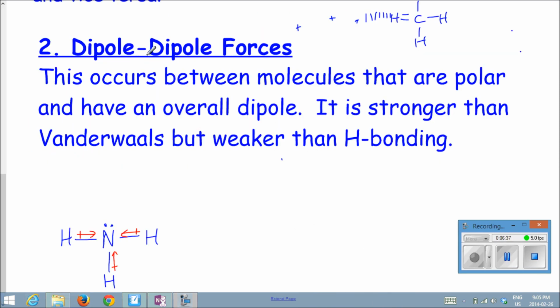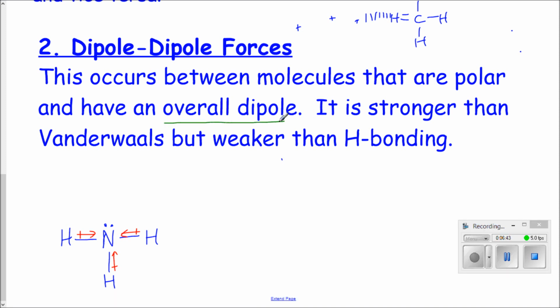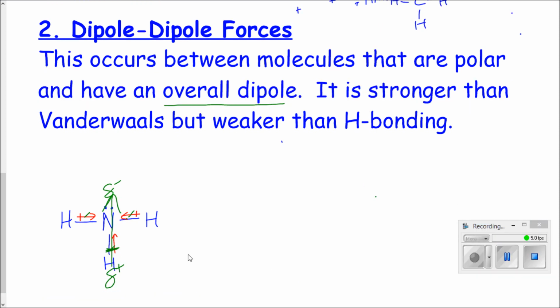So next we have something called dipole-dipole forces, which occurs between molecules that are polar and have something called an overall dipole. I haven't really talked to you about this before, so let's look at ammonia, NH3. It's got 3 dipoles. Recall that this dipole here cancels out with this dipole here. So the overall dipole of this molecule is that in general, the electrons are moving in this direction. It has a negative end and a positive end.